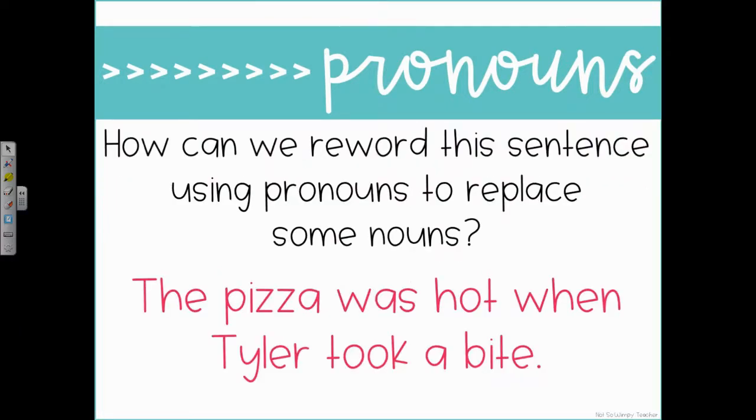How can we reword this sentence using pronouns to replace some nouns? The pizza was hot when Tyler took a bite. Well, let's look for the nouns in that sentence. We have the pizza. We also have Tyler. Using some pronouns, we could say instead of the pizza, it was hot when, Tyler is a boy, so we could use the pronoun he. It was hot when he took a bite.